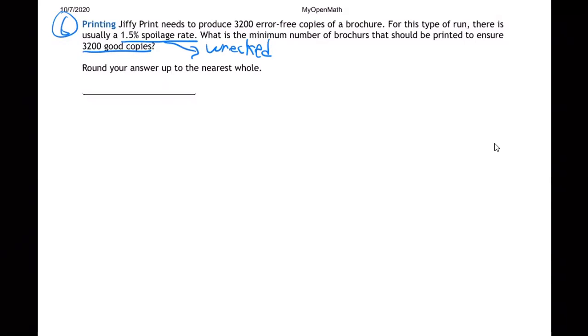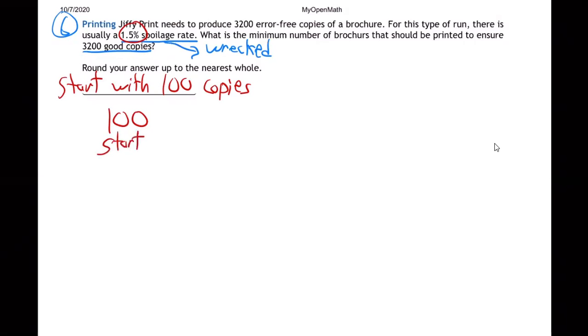So how are we going to do this? Well, you know what I'm going to suggest? Start with 100 copies. Now you think, no, but that's not what they said, yeah, but again, I'm just guessing, right? Just to see the pattern, and that'll help. So if you started with 100 copies and 1.5% spoiled, how would you find out how many you have left?